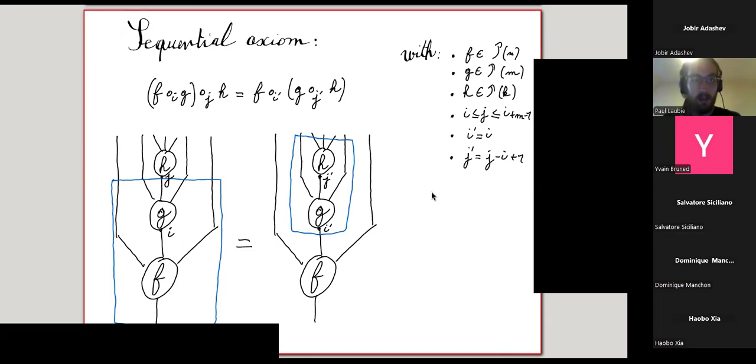And the other relation that they should satisfy is the sequential axiom. So this axiom should be understood by the fact that if I compose G in F, and then I compose H in an input of G, it's the same as composing H in an input of G, and then composing it with F. So once again, we have some renumbering, but we ignore those at the moment.